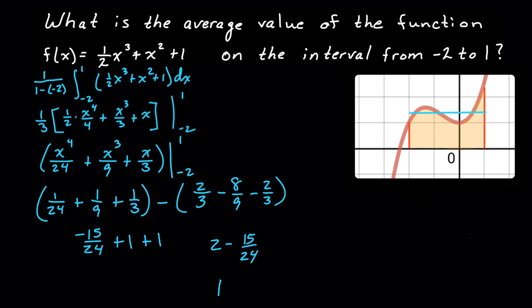which is 1 and 9/24, which does reduce to 1 and 3/8. And so you can see from the picture over here, here's 1, here's 2, this is around 1 and 3/8.